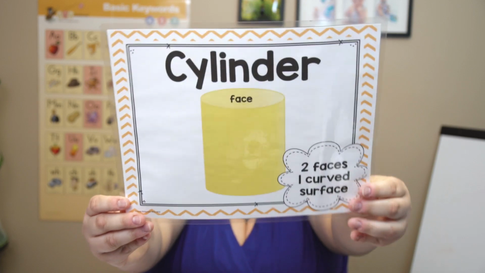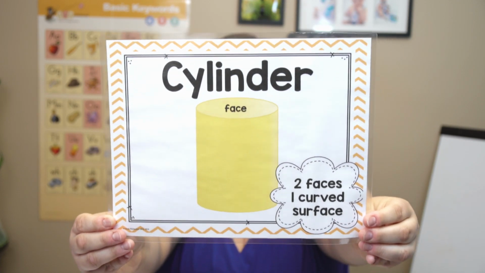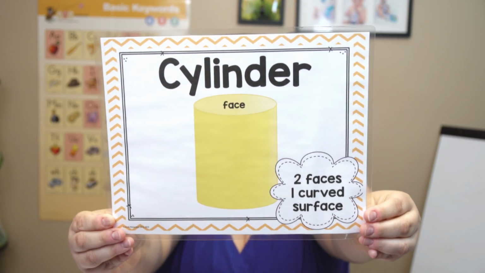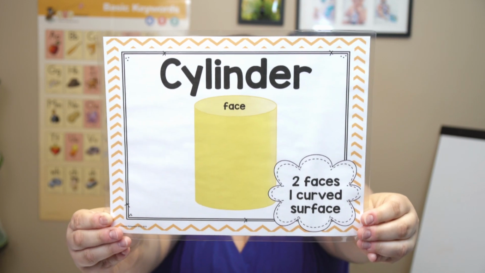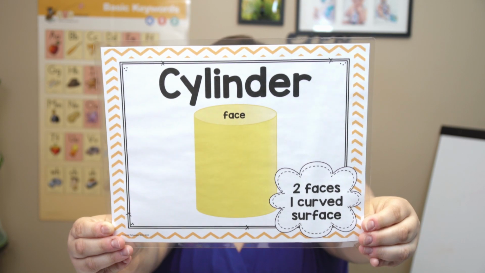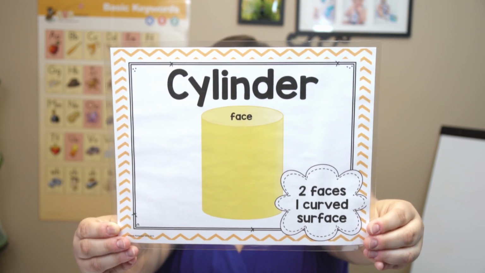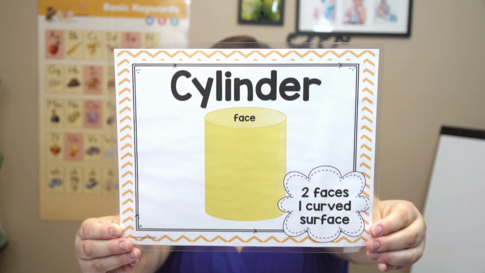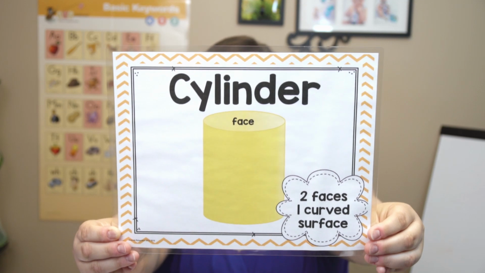Let's look. Cylinder. Can you say it with me? Cylinder. It has two faces. Those faces are in a shape of a circle. And it has one curved surface. It's very smooth. Cylinder. A cylinder's like a can of soda.